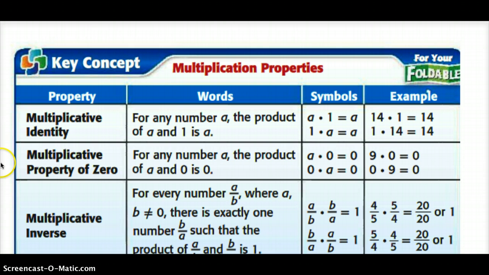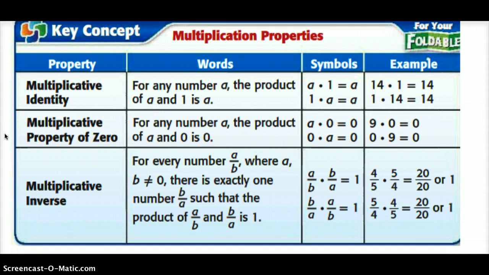Now we have some multiplication properties, and again, multiplicative identity says basically if you multiply anything by 1, you're going to be right where you started. So if you have the number 10 and you multiply it by 1, you're going to end up at 10. You're going to stay there. So it retains its identity when you multiply by 1.